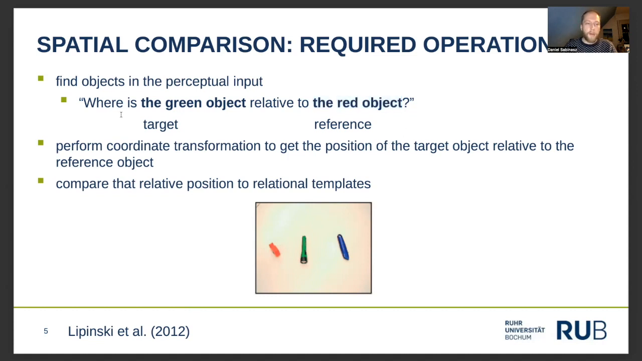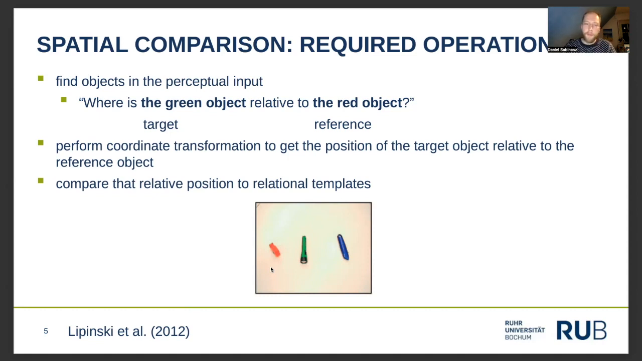So after having found the objects in the perceptual input, we need to perform a coordinate transformation in order to get the position of the target object relative to the reference object. In this example, we want to get the position of the green object relative to the red object. So we would want some representation in a field in relative coordinates.